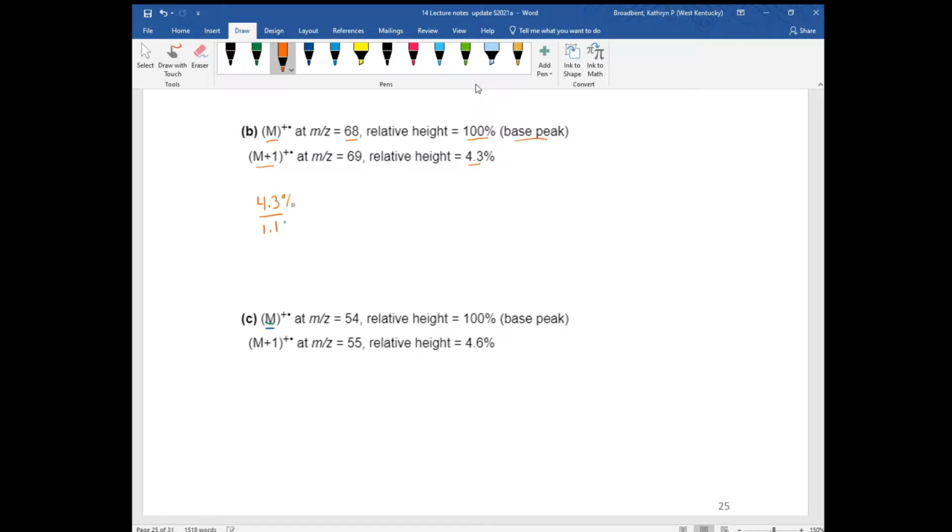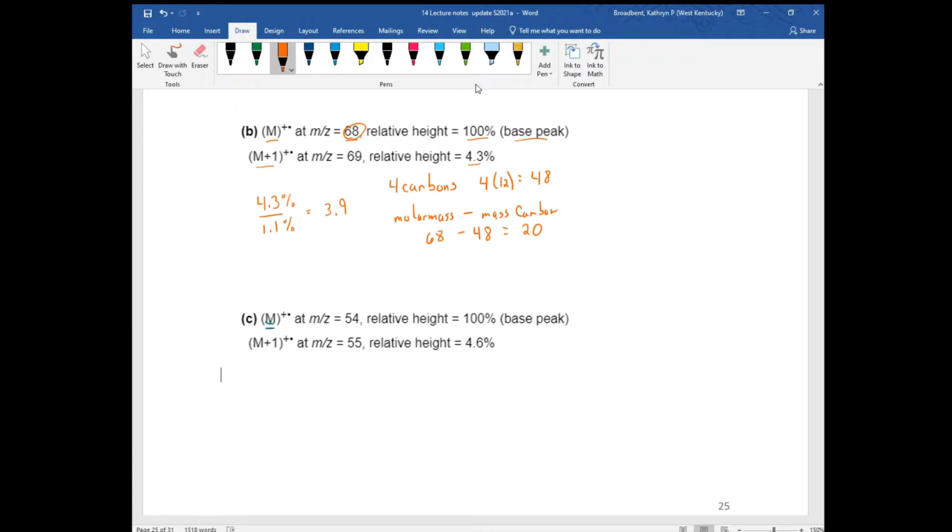I guess we could put percentages on these if we wanted to. And we will get 3.9, which is really close to 4. So I'm going to say that our compound up here has 4 carbons. 4 carbons are going to be 4 times 12. That's going to weigh 48 units. Our peak here is at 68. So if I take my molar mass and subtract off the mass of the carbon, I'm going to take my 68, subtract off 48, and that leaves me with 20.